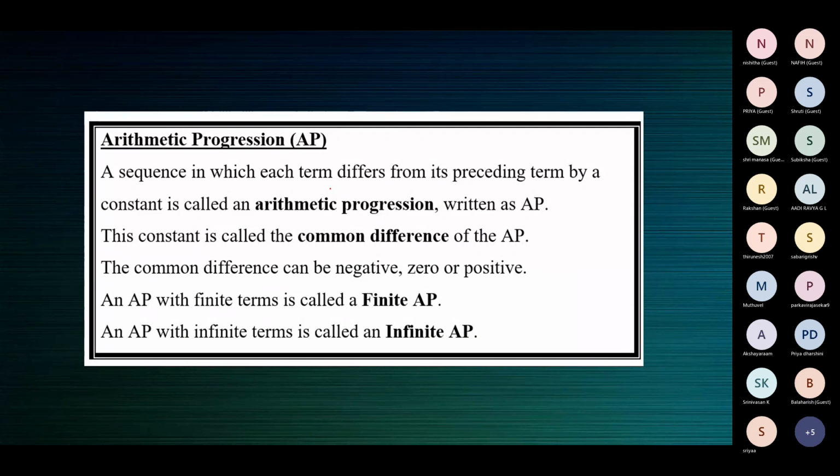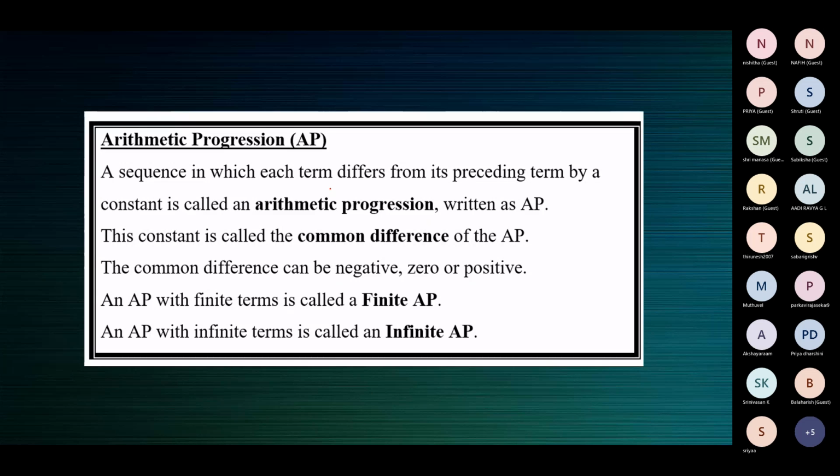All right. So a sequence in which each term differs from its preceding term by a constant is called an arithmetic progression, written as AP. This constant is called the common difference. I'm just introducing the different terms in this chapter. This constant is called the common difference of the arithmetic progression. The common difference can be negative, 0, or positive. It can be any real value, basically.